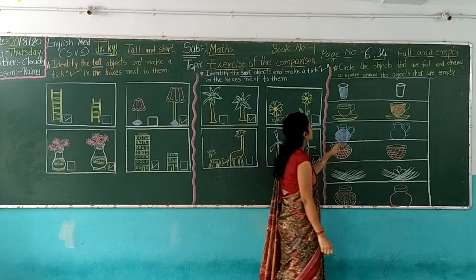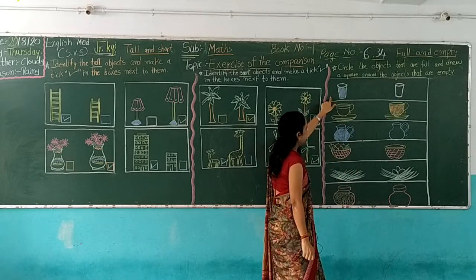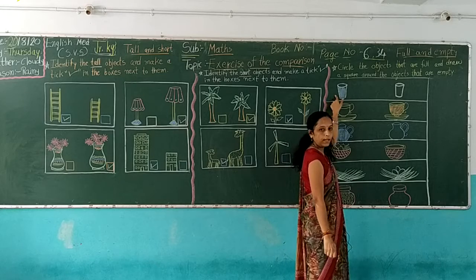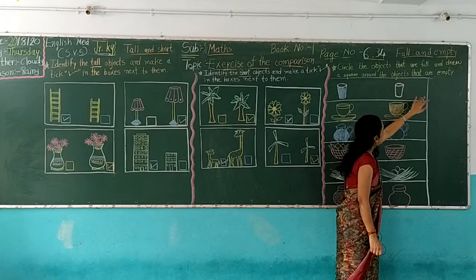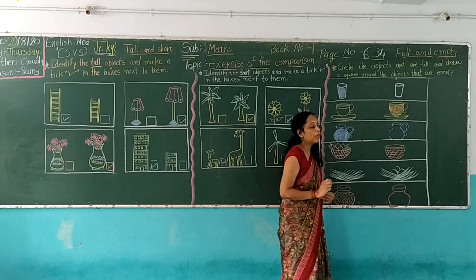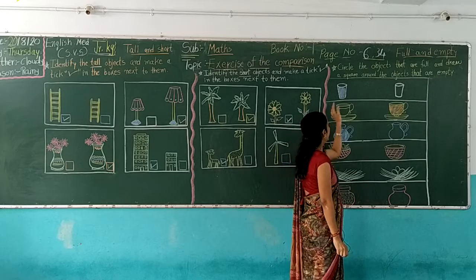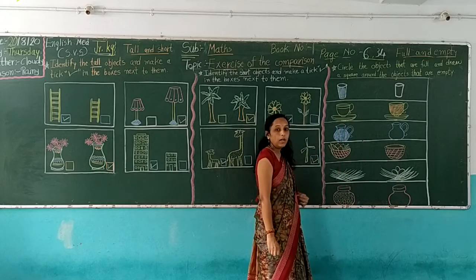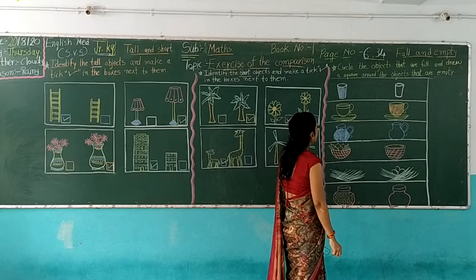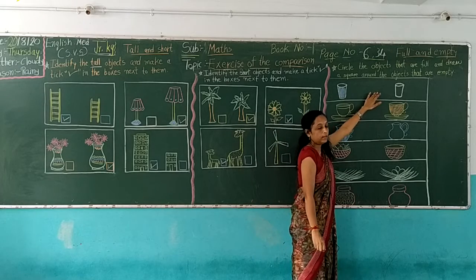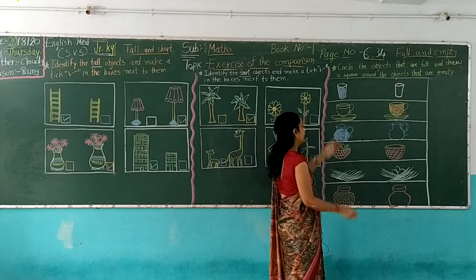And last, circle the objects that are full and draw a square around the objects that are empty. जो फुल ऑब्जेक्ट है उसमें सर्कल करना है, जो खाली हो उसमें हमें स्क्वायर करना है. So which object is full? Here I drawn two glasses. One is full and other one is empty. So which object is full? This? Yeah, this. This object is full. So circle the full object.